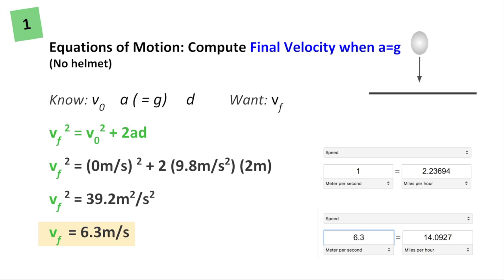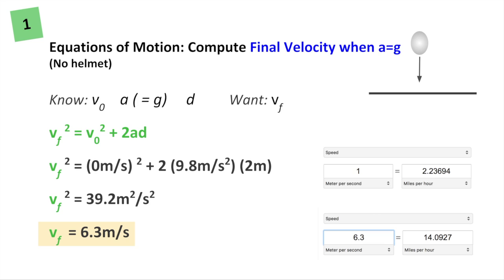What do we know? We know the initial velocity of the egg. If we're dropping it from a ladder, it's starting out with a 0 velocity. We know the acceleration. It's equal to g, 9.8 meters per second squared. We'll know the distance that we're dropping it. We can measure that in meters. What do we want to compute? Well, as it finishes the fall, I want to know the final velocity of the egg.